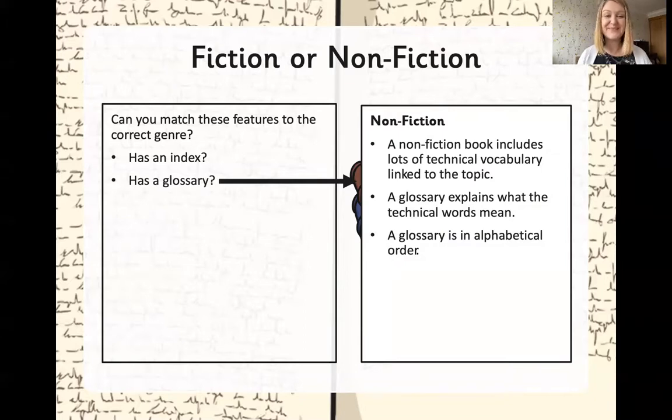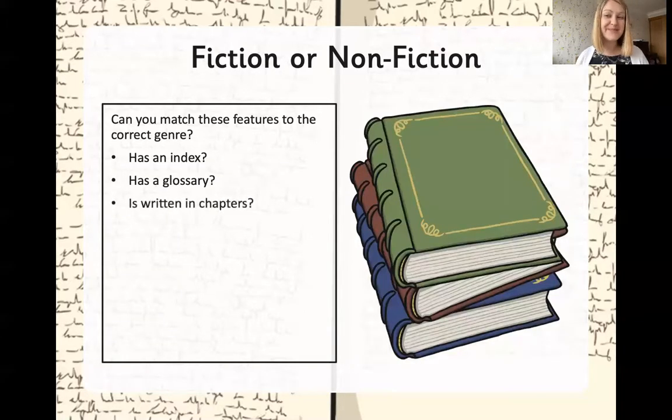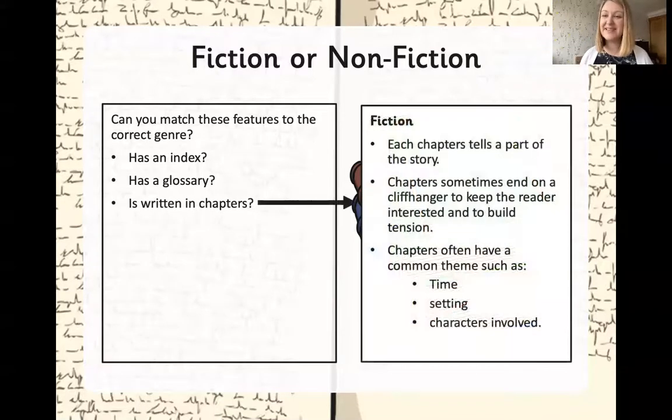Ready for the next? Written in chapters. What do you think? Well done. It is fiction. So each chapter tells a part of the story, and the chapters sometimes end on a cliffhanger to keep the reader interested and to build tension. Chapters often have a common theme, such as a time, setting, or the characters involved.